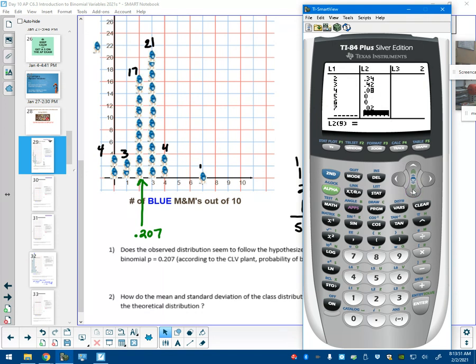Now, why is that at 0.06, but that's at 0.02? Because that was a 3, Mrs. Garrett. Okay, we're in good shape. All right.